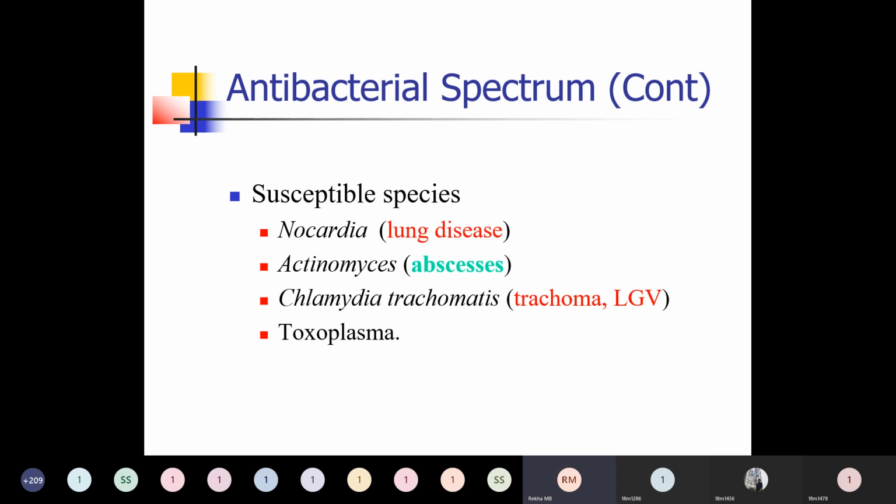The other organisms include Nocardia, which causes pulmonary disease, Actinomyces, which causes abscess, Chlamydia trachomatis, which causes LGV, that is lymphogranuloma venereum, which is also a sexually transmitted disease, and Toxoplasma, which causes toxoplasmosis.